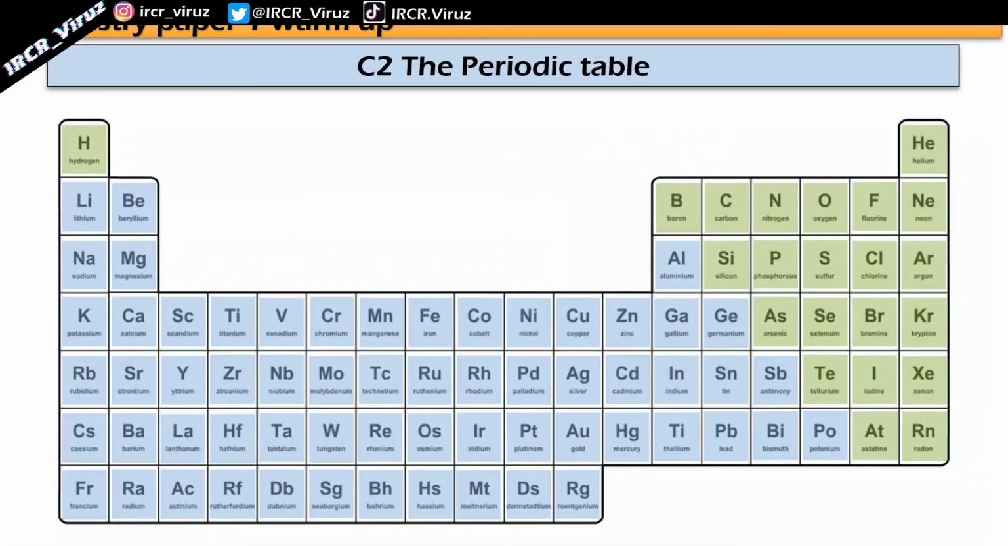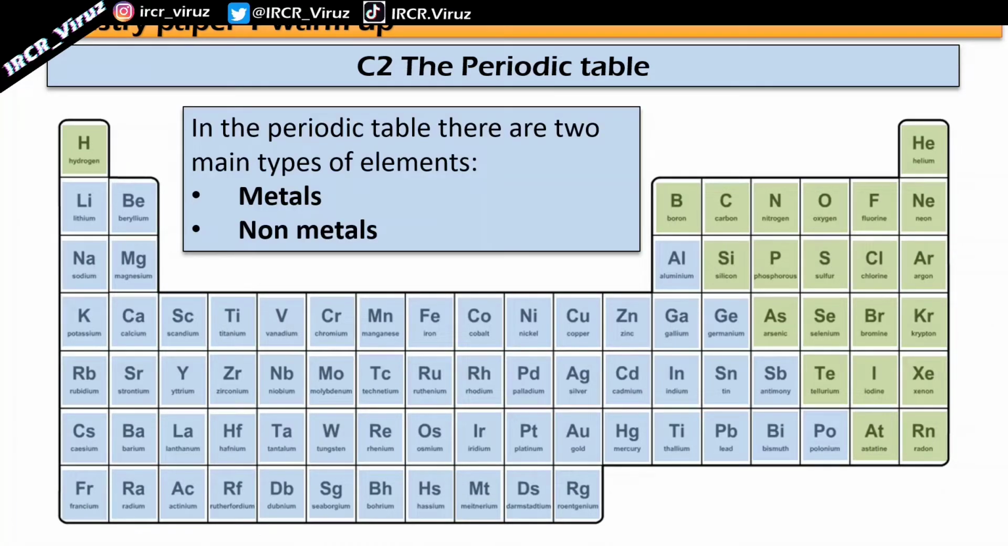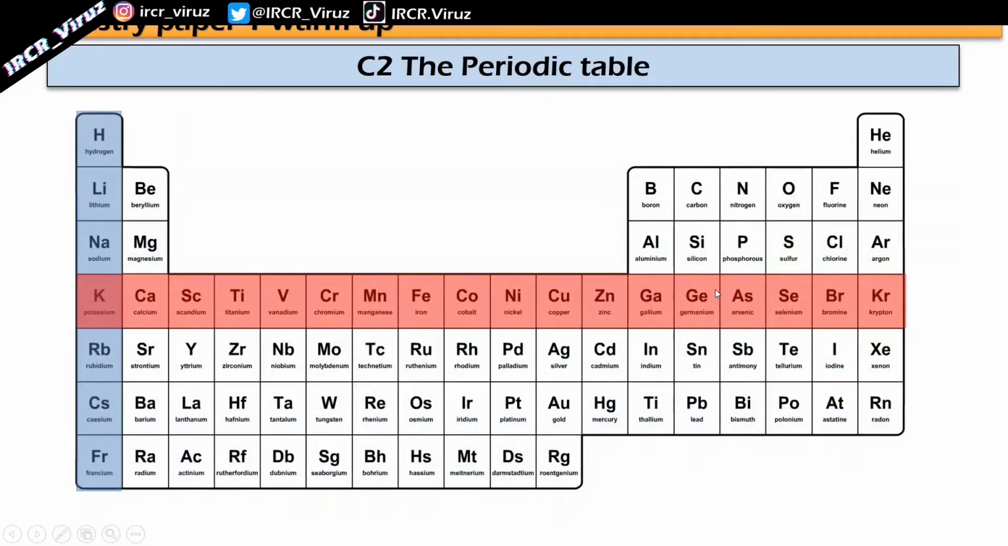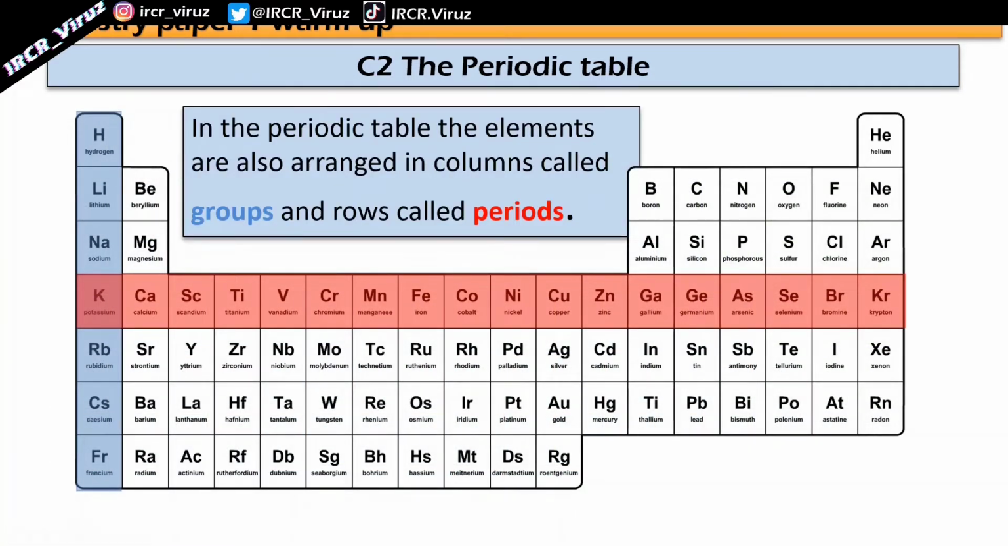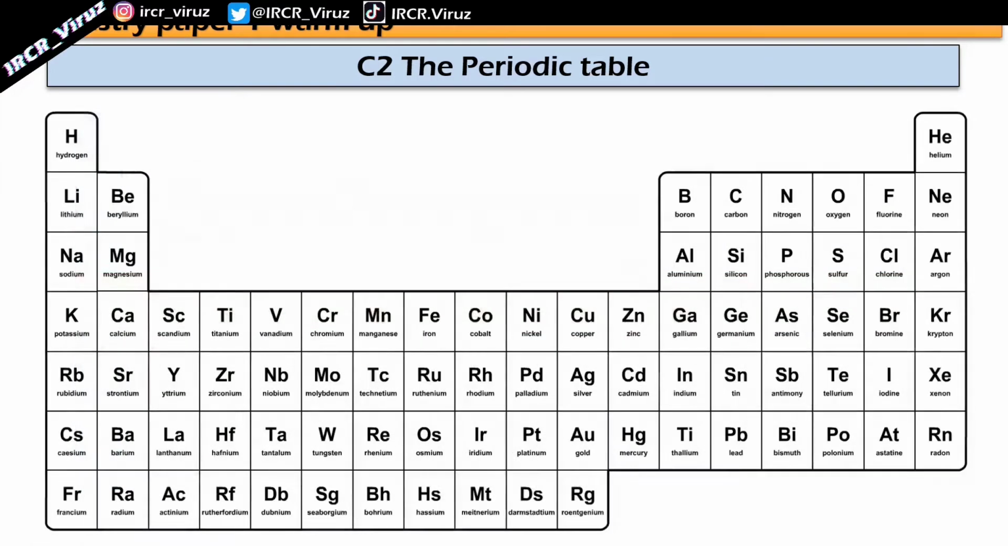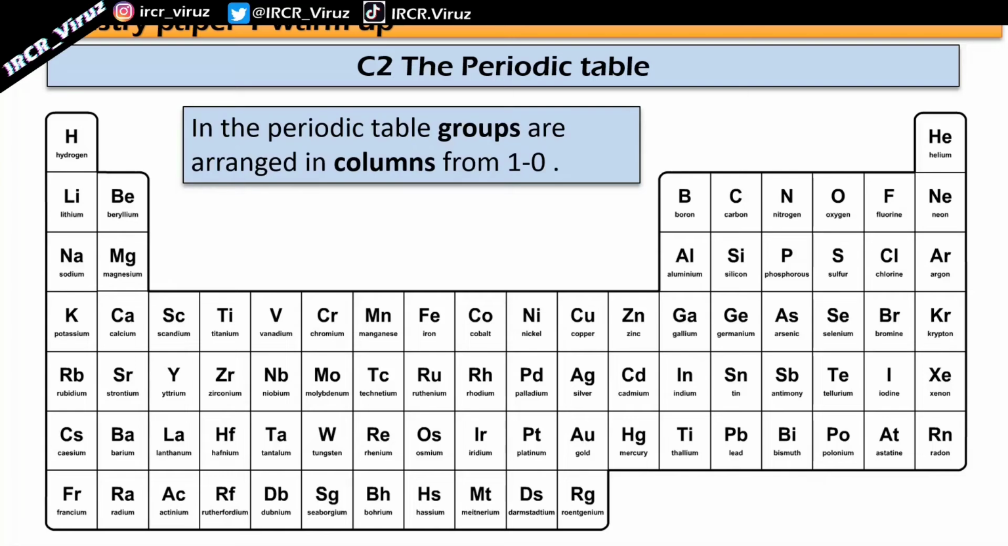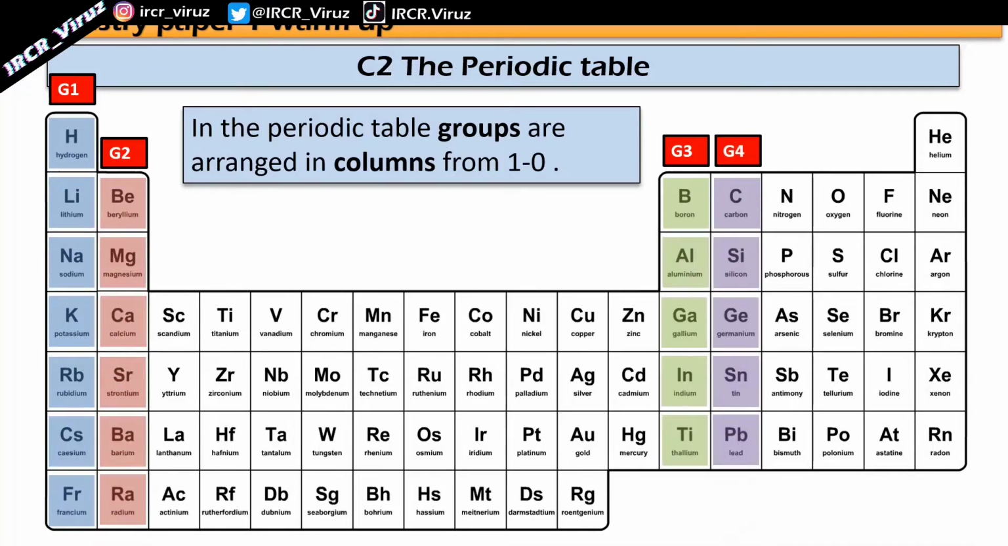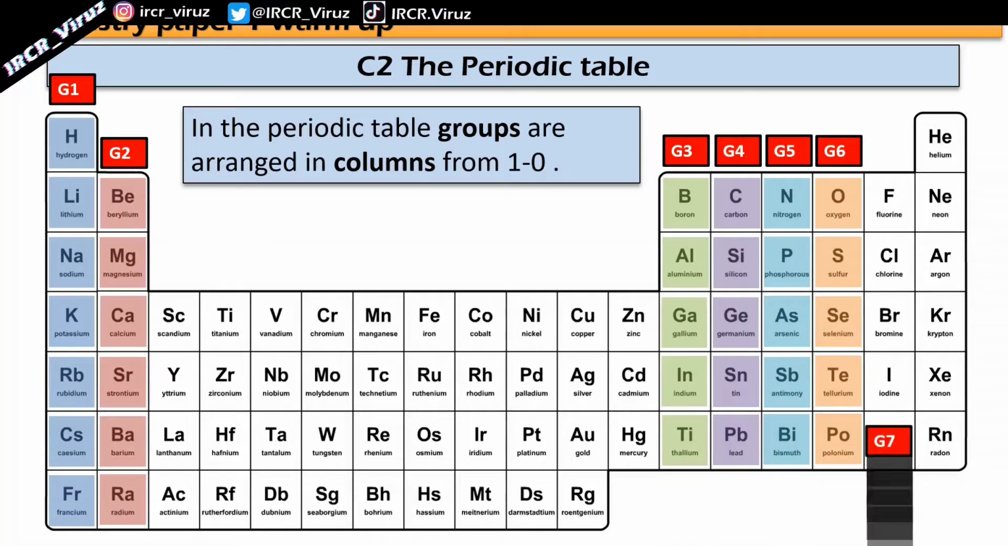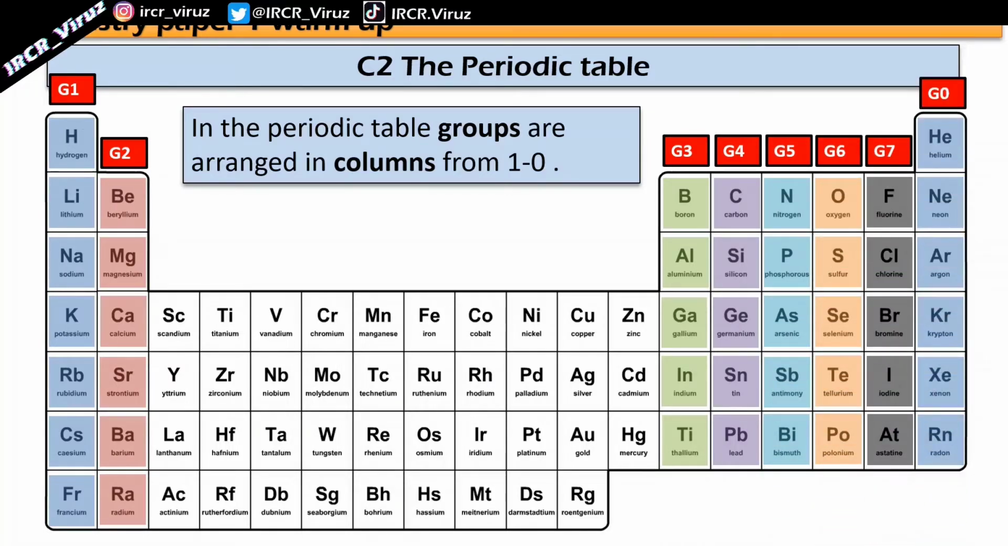Okay. Now, in the periodic table, there are two main types of elements. We have your metals, and those will be your ones in blue, and then your non-metals, the ones in green. Okay, so in the periodic table, the elements are also arranged in columns called groups and rows called periods. The groups are arranged in columns from 1 to 0. Formerly they used to be called group 8, now they're called group 0. So you've got group 1, group 2, 3, 4, 5, 6, 7, and group 0, right?